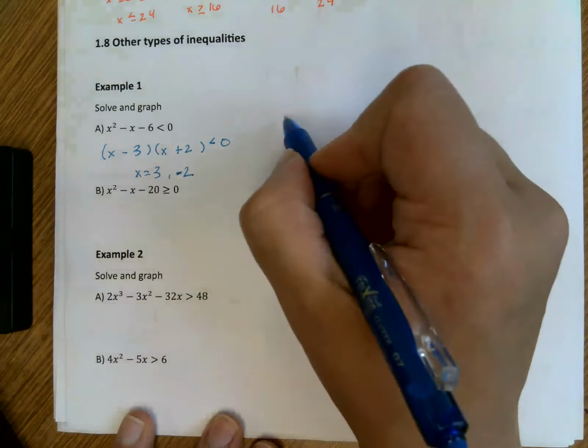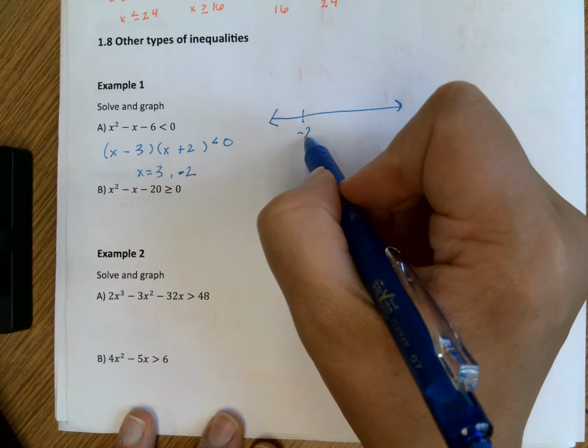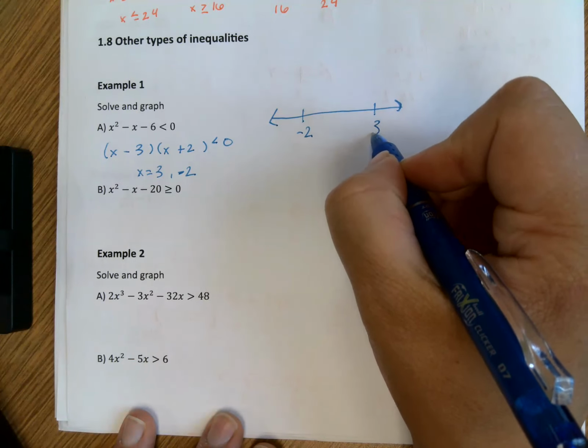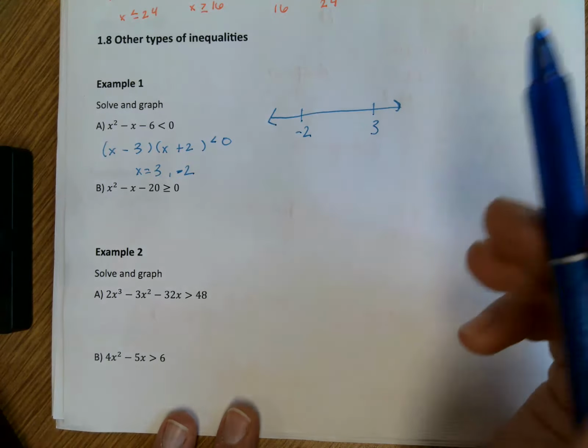So now we're going to graph. When we have a quadratic, it's a little bit different. Our points of interest are at negative 2 and at 3. So what we're going to do is pick a point in each one of these sections to test. Now, there's two ways of doing this. You could pick a point, like 0, the easiest one here, because if I plug 0 into this, it is easy to do mental math.